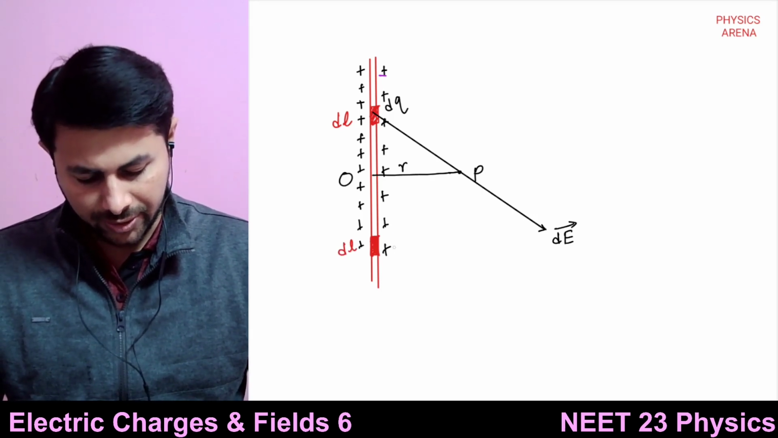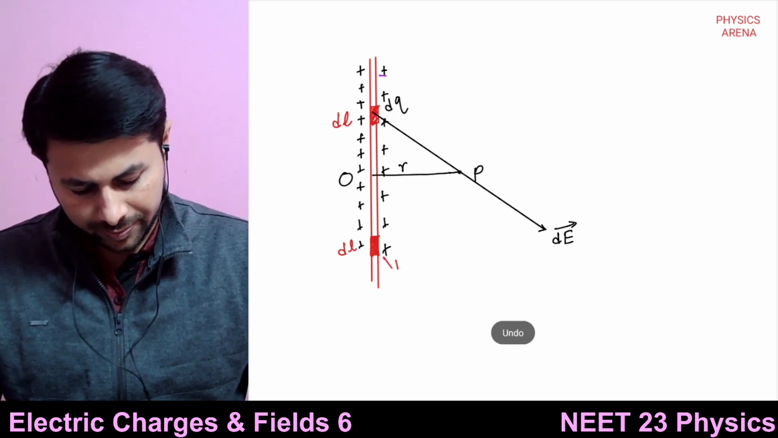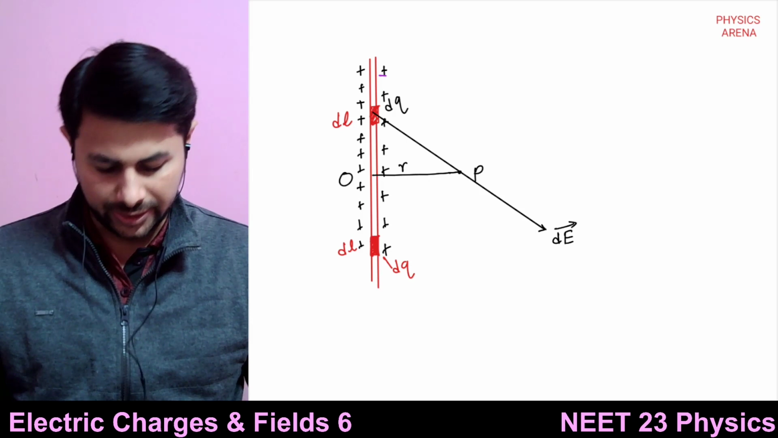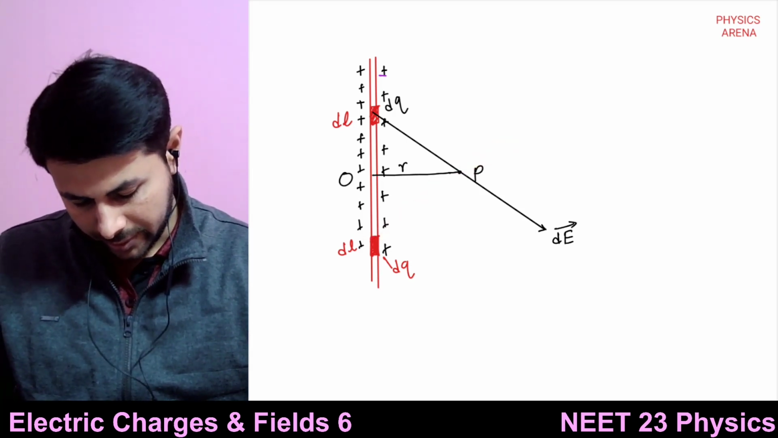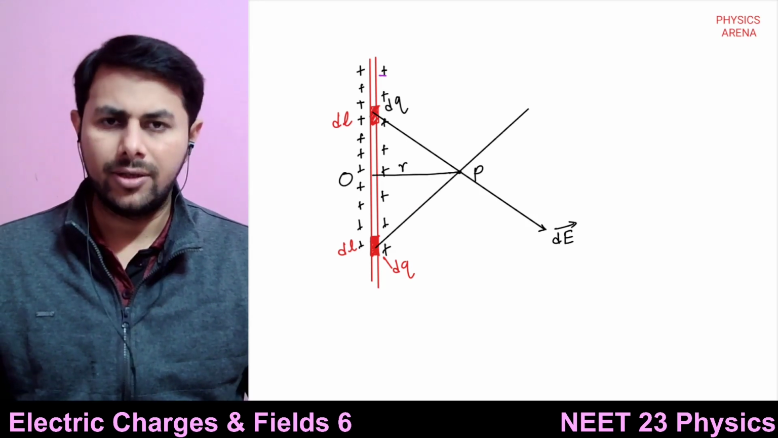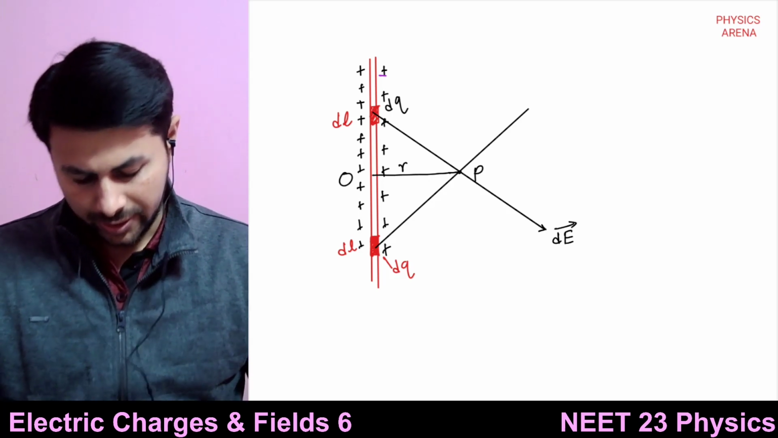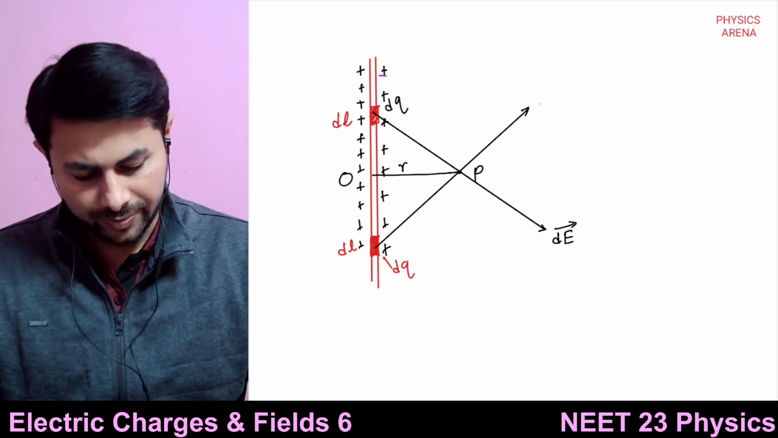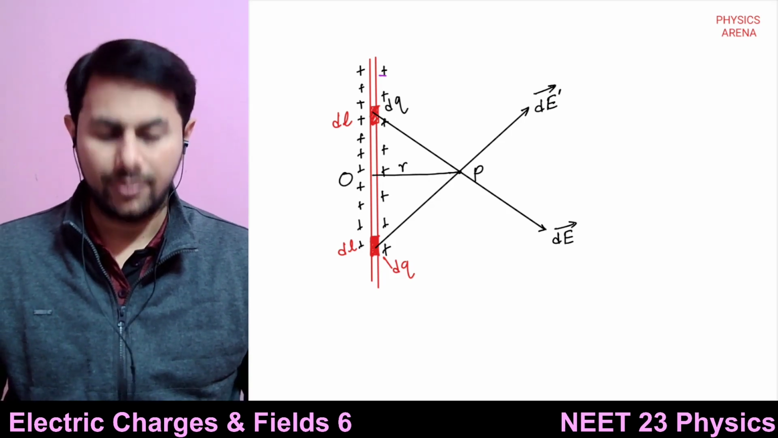So it will also produce its electric field. It also has charge dq. So it will also produce its electric field at point P, right? It produces its electric field at point P, but it will be directed like this. So let's call this electric field dE dash bar.